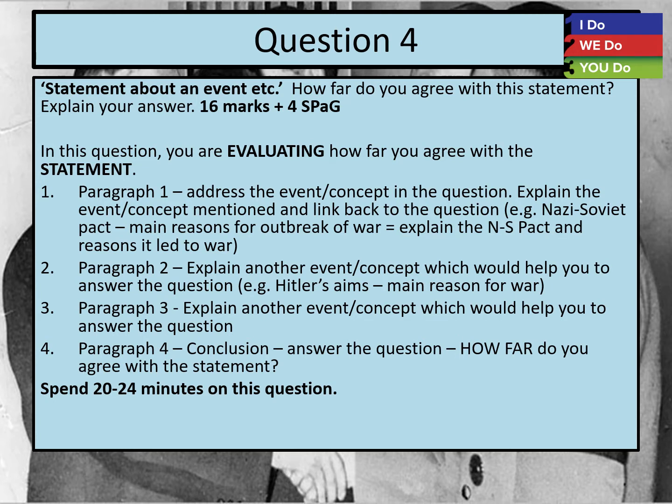You might decide in paragraph 3 that you're going to look at something like appeasement, because that was another cause of war. Finally, in your conclusion, you answer the question. What you try and do in the conclusion as well is show that there is an interrelation, a relationship between these different things, because one of these things wasn't working in isolation. We wouldn't have had the Nazi-Soviet Pact without Hitler's aggressive foreign policy, for example. So this is about a 20 to 24 minute job to do a really strong answer.